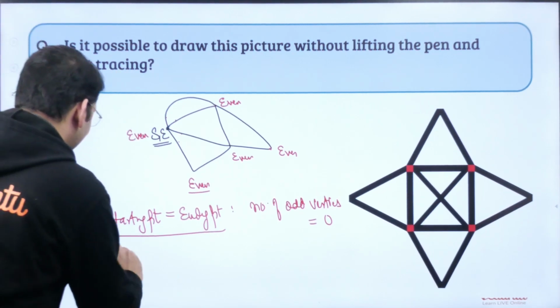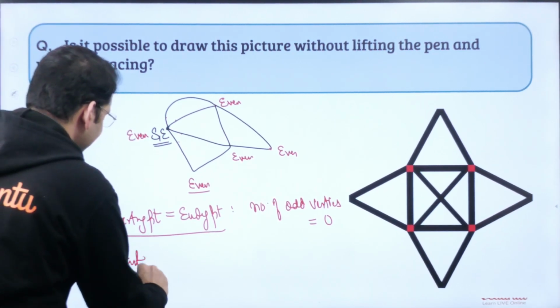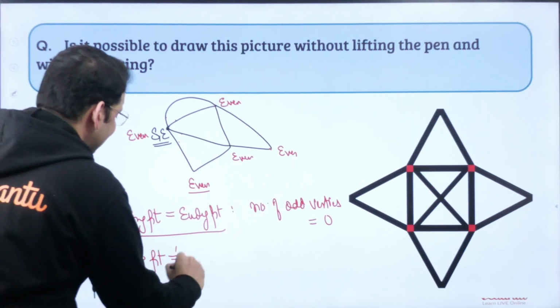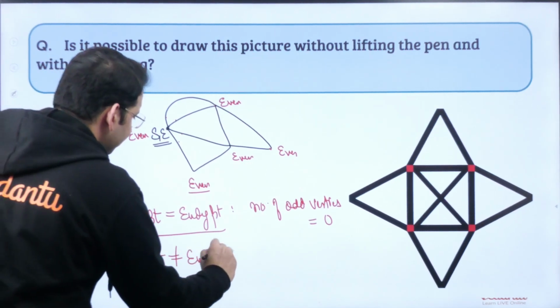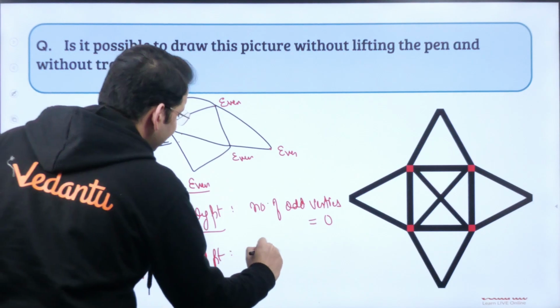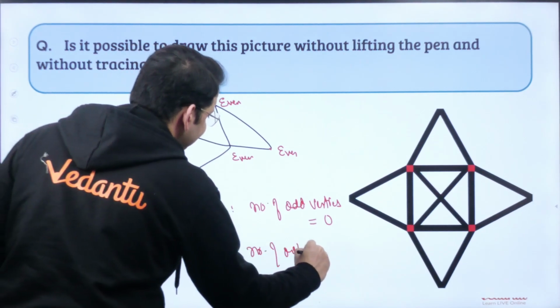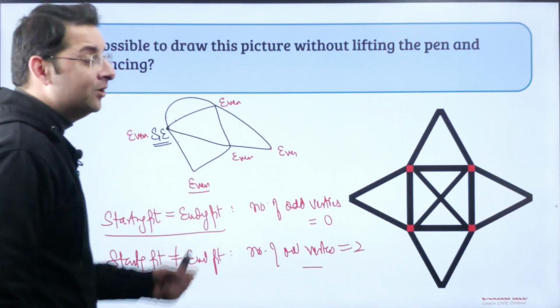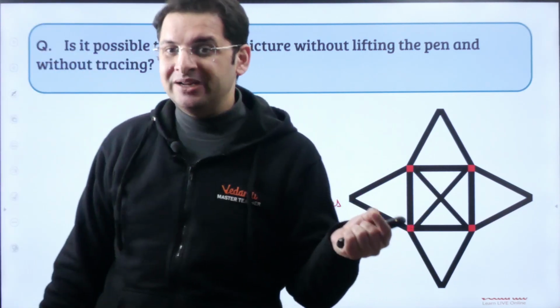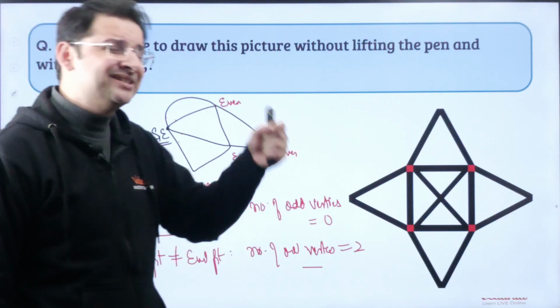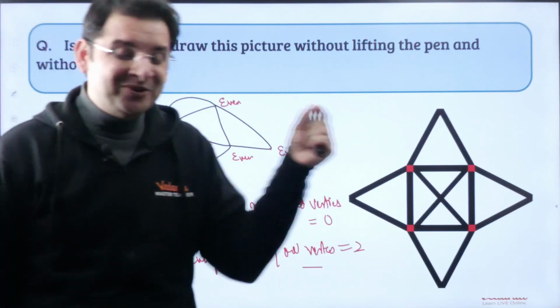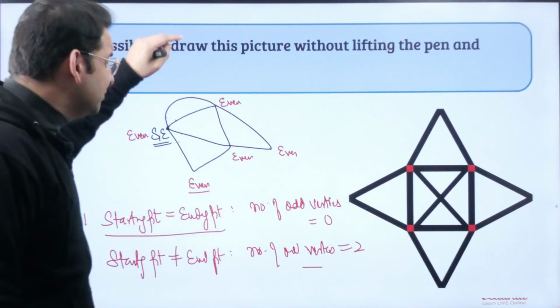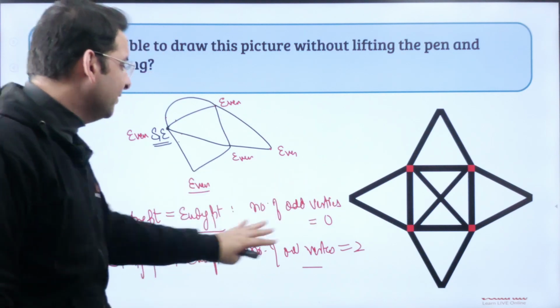इफ स्टार्टिंग पॉइंट इज नॉट इक्वल टू एंडिंग पॉइंट, नंबर ऑफ ऑड वर्टिसेस इज 2. कौन कौन से? स्टार्टिंग पॉइंट वाले और एंडिंग पॉइंट वाले, दो ही ऑड वर्टिसेस होते हैं, बाकी सारे इवन वर्टिसेस होंगे. आई होप दिस इज क्लियर. So number of odd vertices is 0, number of odd vertices is 2.